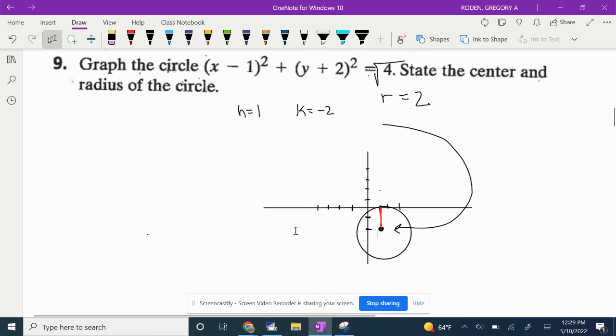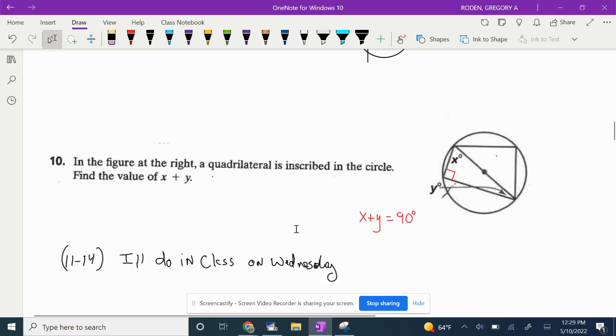All right, next problem. In the figure to the right, the quadrilateral is inscribed in a circle. Find the value of x plus y. Well, here's the deal. Since we know that this line right here is a diameter because it contains the center point, we know that this has to be a right angle, right? Because remember, an inscribed angle of a diameter is always a right angle. I think we talked about that, and which would make sense because you're talking about 180 degrees from here to here, and half of 180 degrees is 90.